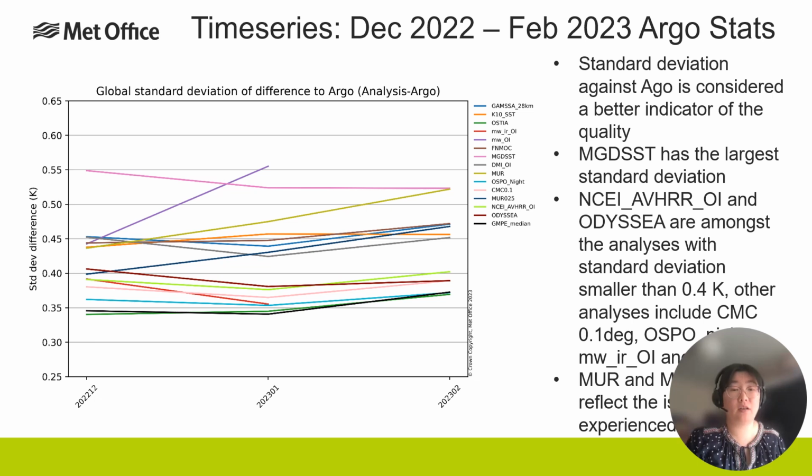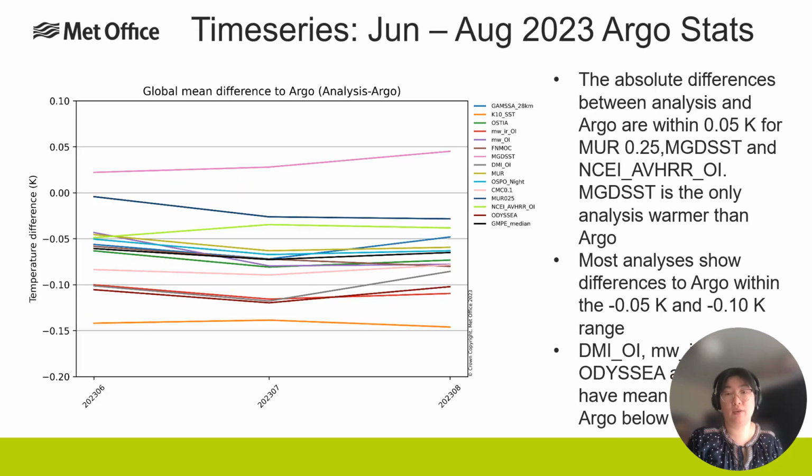In terms of the other analyses we're interested in, the ODYSSEA in dark brown is just below 0.4, similar to the AVHRR OI. ODYSSEA in dark green is around 0.35, similar to the GMPE median. But they all have a reasonable standard deviation, so they're all of reasonable quality.